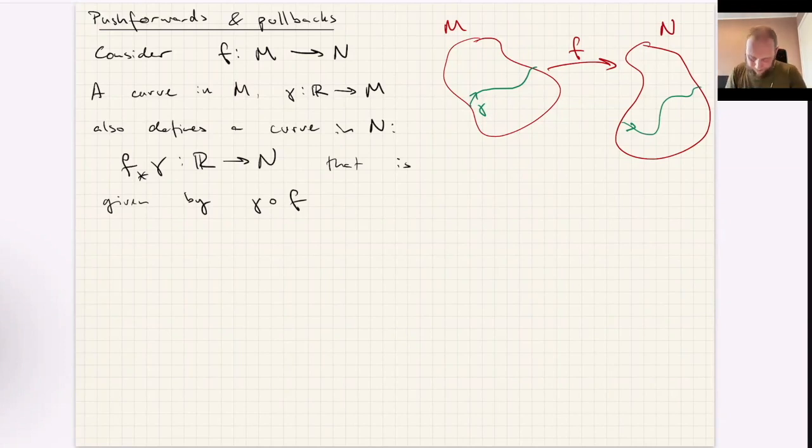But that also means that if I take a point P here in M, that's going to map to some point f of P in N. This curve gamma is going to have a tangent vector here that I can call gamma dot. But the corresponding curve in N is also going to have a tangent vector, and I'm going to call that the pushforward of the tangent vector gamma dot.